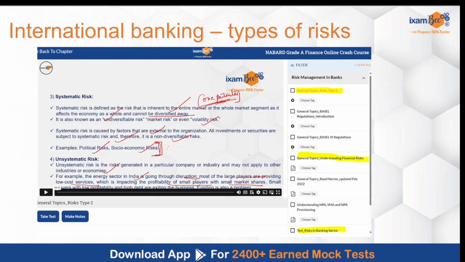Next question, international banking and the types of risk. This topic is again widely covered in the form of video, in the form of notes, and in the form of tests.